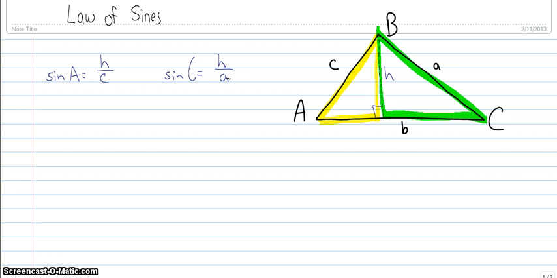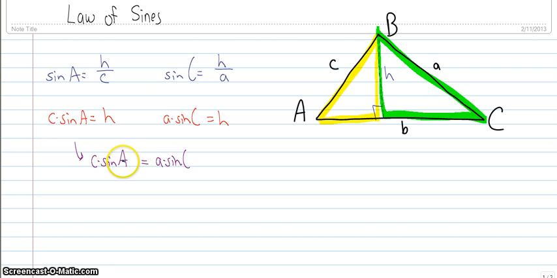Now if I multiply this equation on the left by C, I get C times the sine of A is equal to H. And on the right equation that I have, I can multiply both sides of the equation by A. Then I have A times the sine of C is equal to H. Now the H doesn't change at all. It's the same little H from the same triangle. Using the transitive property then, I could say that C times the sine of A is equal to A times the sine of C.